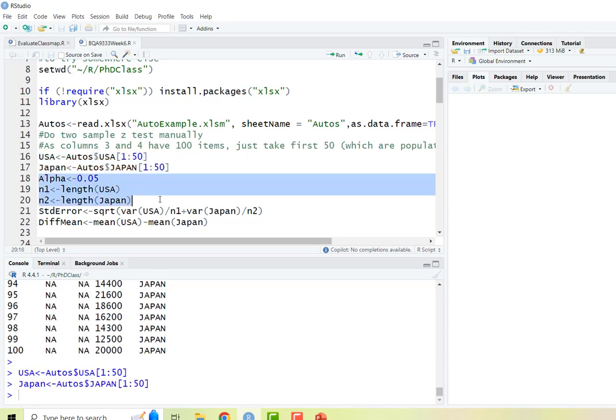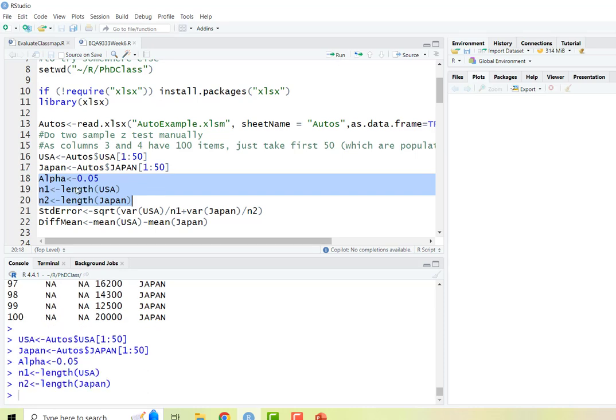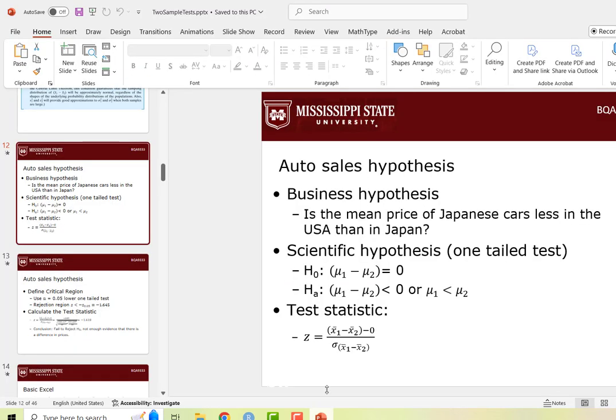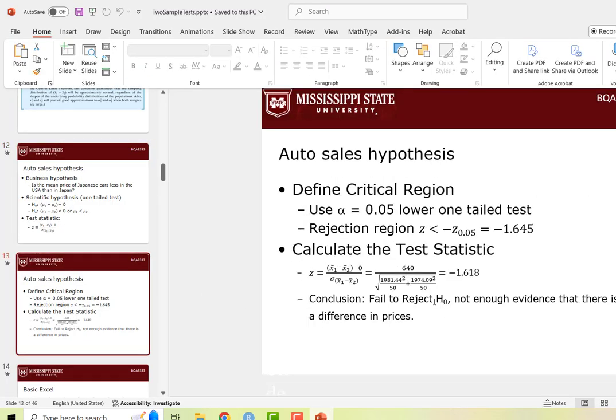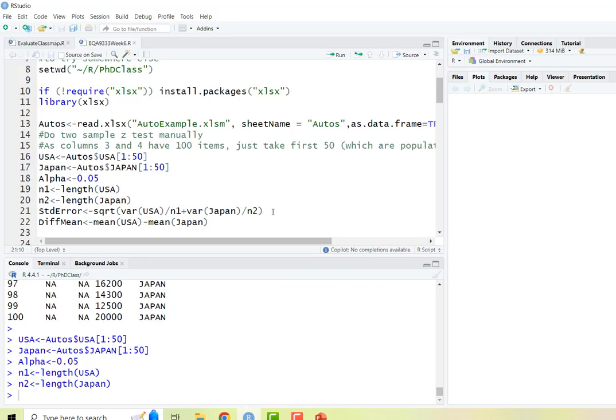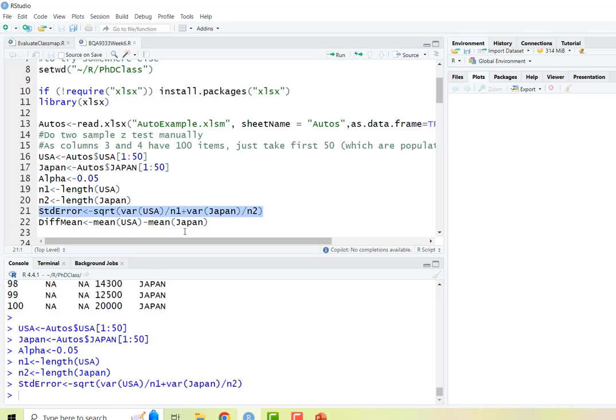We calculate the lengths, and this is really equivalent to doing it by hand. So we calculate the standard error. Remember this was, let's just have a look down here, this at the bottom: the square root of S1 squared over N1 plus S2 squared over N2. We calculate the differences in means.